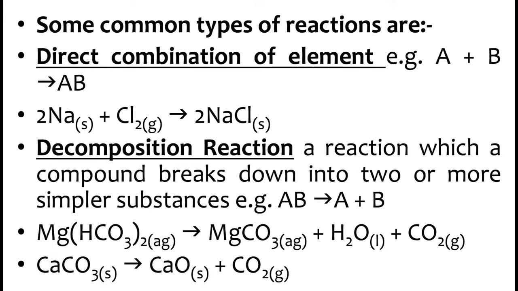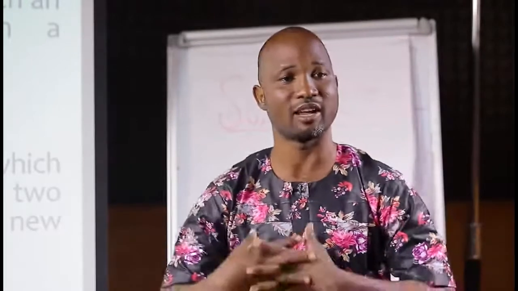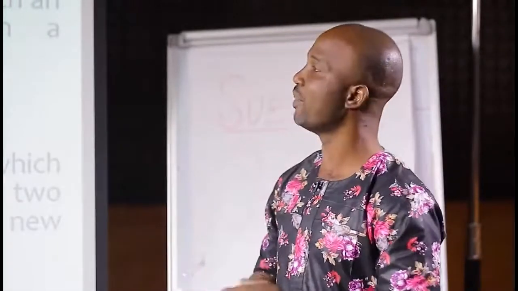Calcium trioxocarbonate 4 will react to give you calcium oxide plus carbon 4 oxide. As you can see, the physical states of the reactants and products are clearly stated in my reactions.